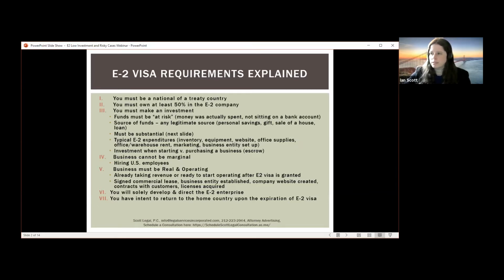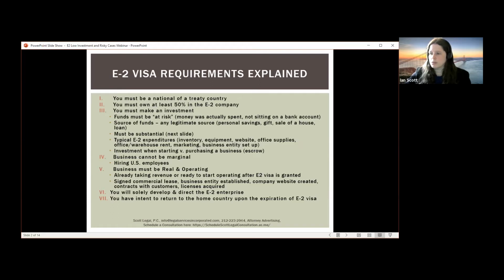If you're buying a business that's already operating, then for proof of real and operating, you would include things like tax returns, payroll statements, active contracts, invoices, just showing the business has some commercial activity.